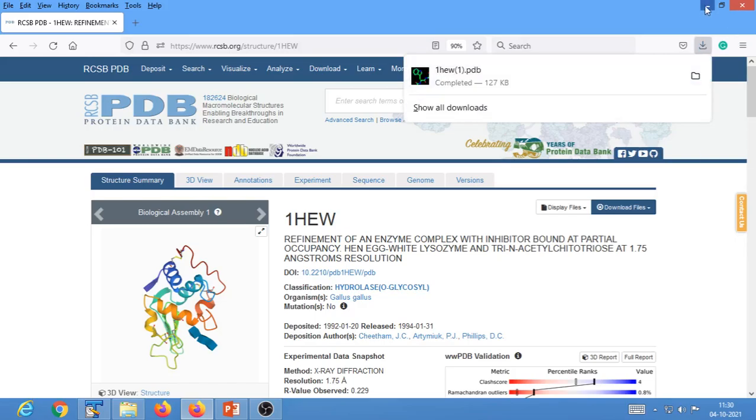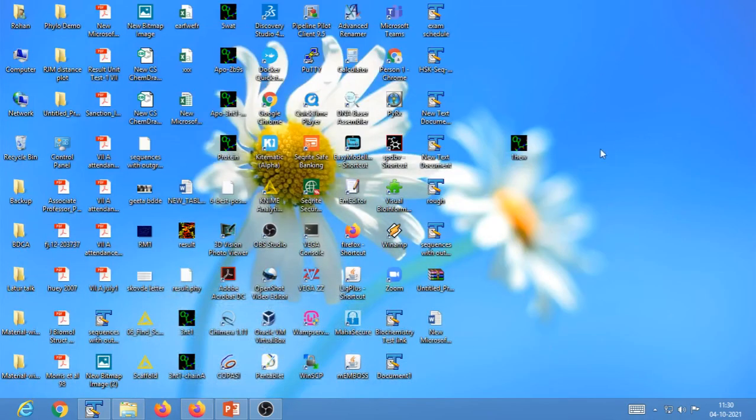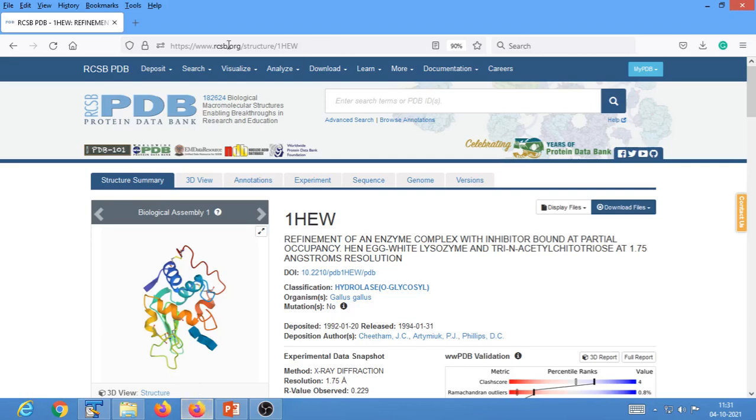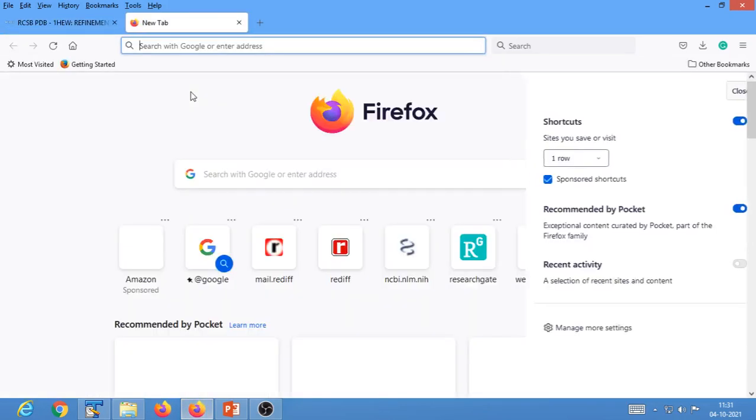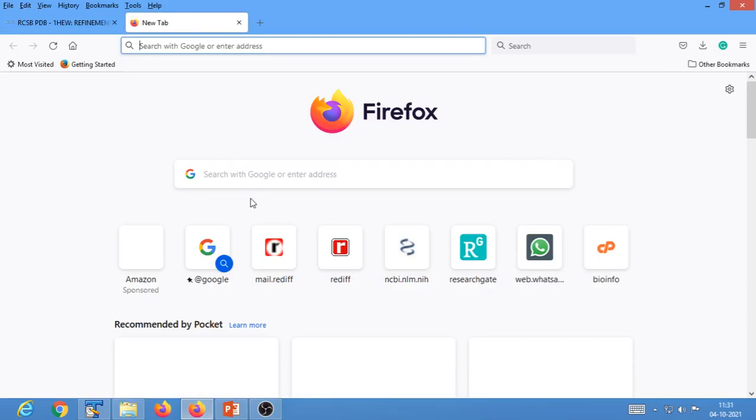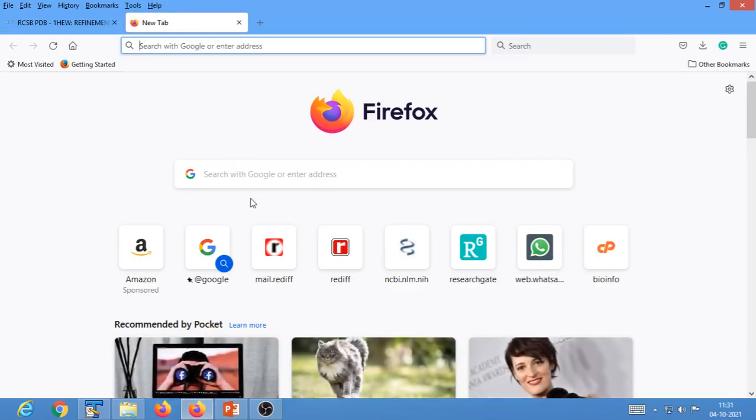I have already downloaded it, and I have placed it on my desktop for the sake of simplicity. So this is what we need. Usually for structural visualization there are many options available. There are many computer software packages that you can use. For example, you can use PyMOL, you can use RasMol, you can even use VMD.